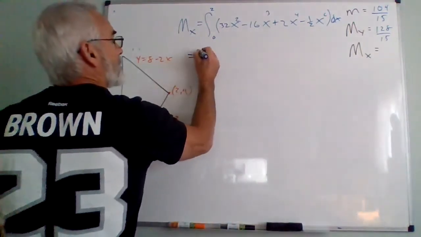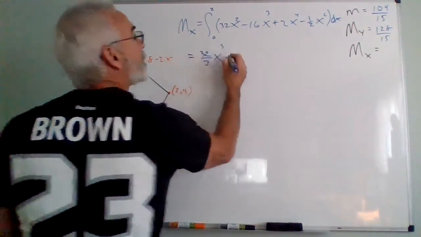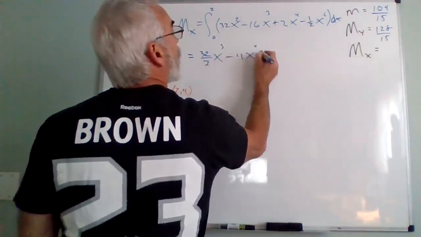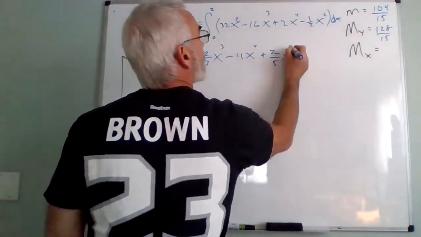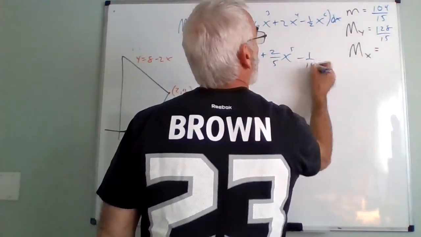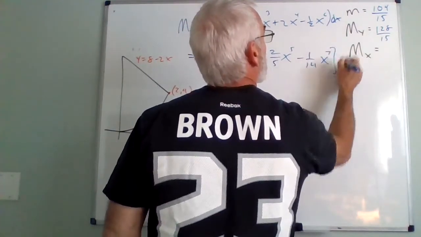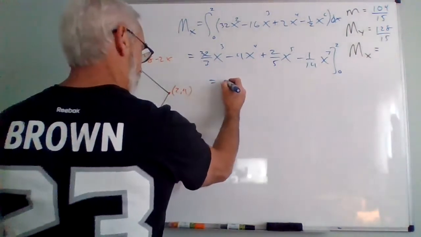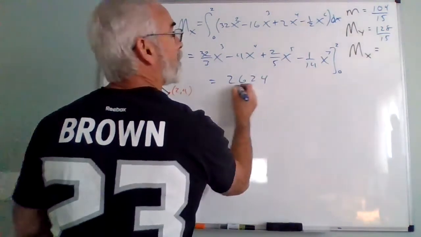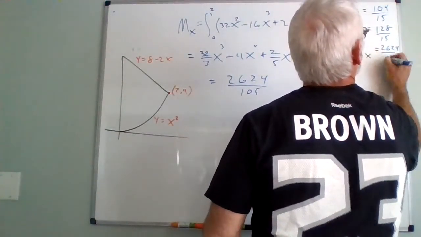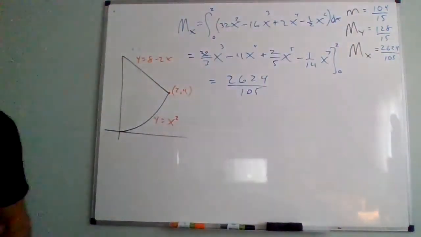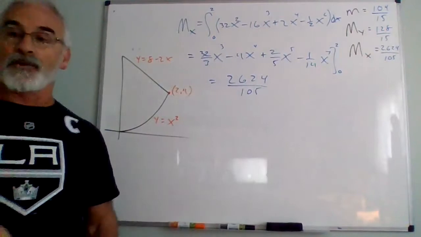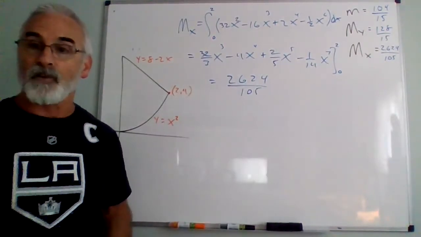So when I perform that integration, that's 32/3 x cubed minus 4x to the fourth plus 2/5 x to the fifth minus 1/14 x to the seventh, evaluated from 0 to 2. And when I get done with that guy, that one's not quite as friendly. That's 2624 over 105. Yikes. So 2624 over 105. Now, we're done with all of the complicated work. Now we just simply have to express the x and y coordinates.